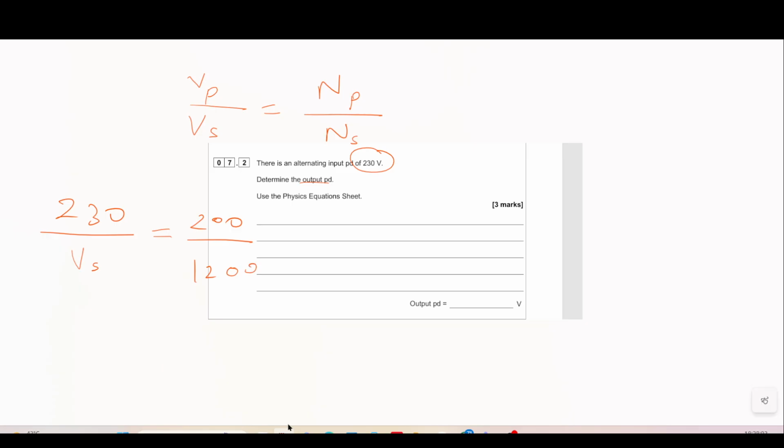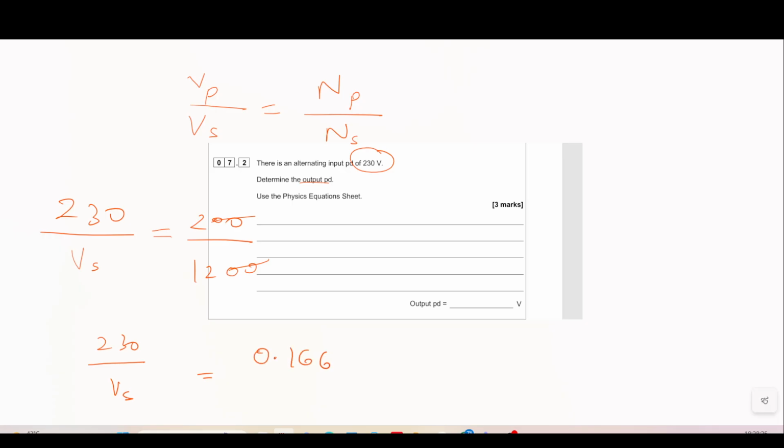200 divided by 1200 is 0.166. Yeah, that's correct. Let me write here.